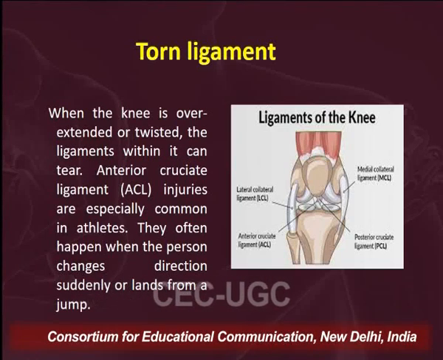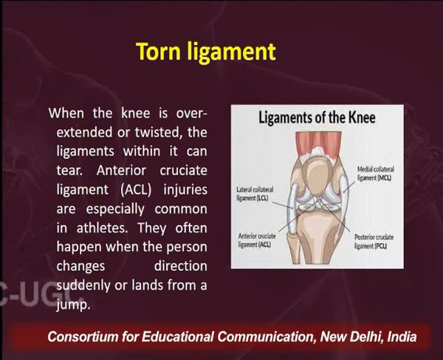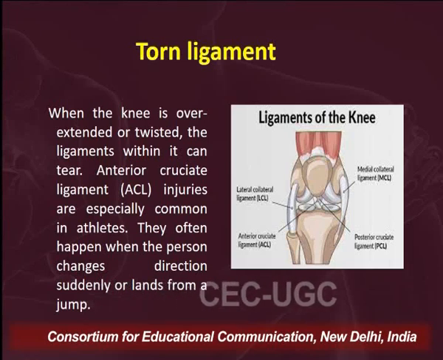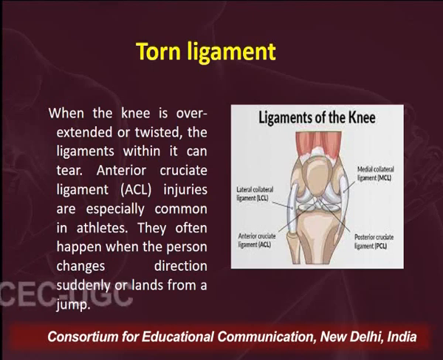Then torn ligament. When the knee is overextended or twisted, the ligament within it can tear. Anterior cruciate ligament injuries are especially common in athletes. They often happen when the person changes direction suddenly or lands from a jump.